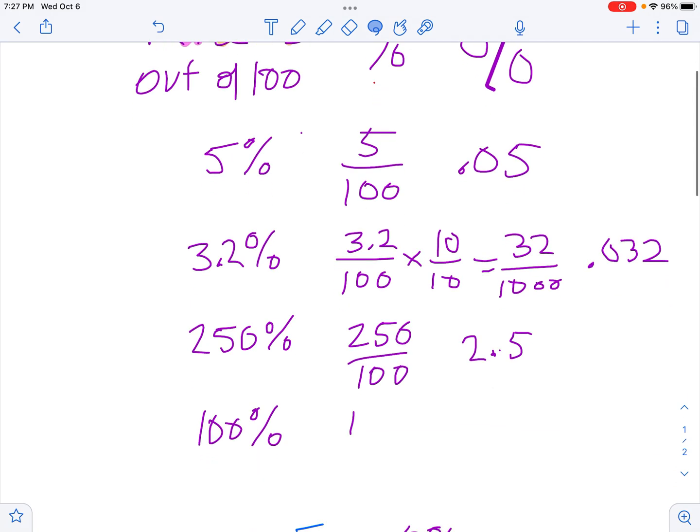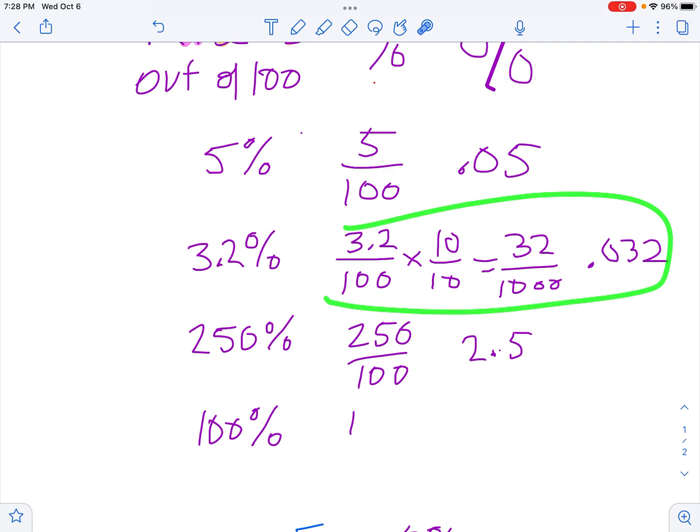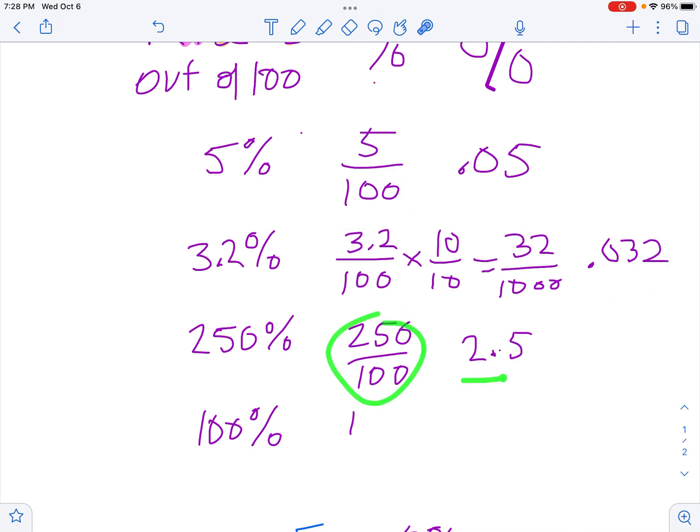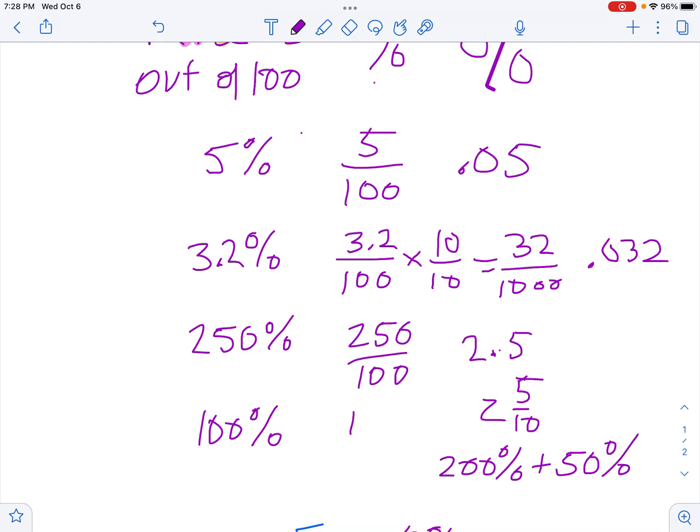But the thing to remember is that a percent is out of 100, so you can always write the decimal as a fraction. 5 hundredths, that works. 32 thousandths, that's the same as 3.2 hundredths, that's 0.032. 250 hundredths, that's 2.5. All right, you can think of 250 hundredths as 2 and 5 tenths, right? So the 2 is 200%, and 1/2 or 5/10 is 50%. So that's another way you can think about that.